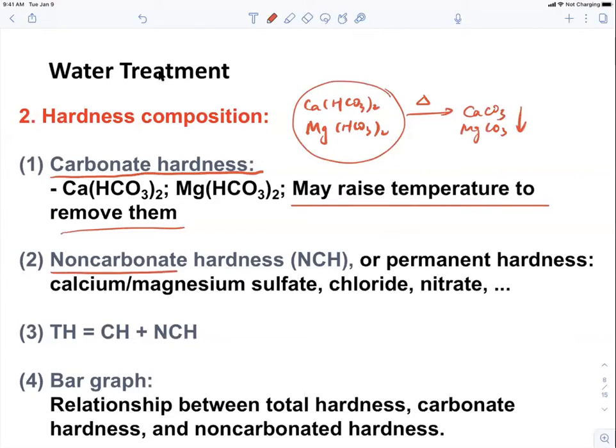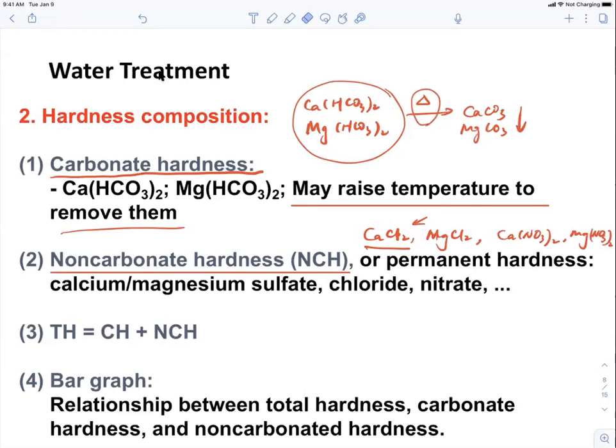And there are also non-carbonate hardness, which basically we cannot use temperature to control, right? For example, the calcium chloride, right? Magnesium chloride, or the calcium nitrate, right? Magnesium nitrate. So for these species, it's going to be difficult for us to control them just by using temperature.